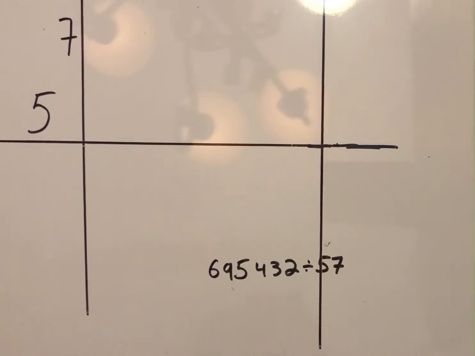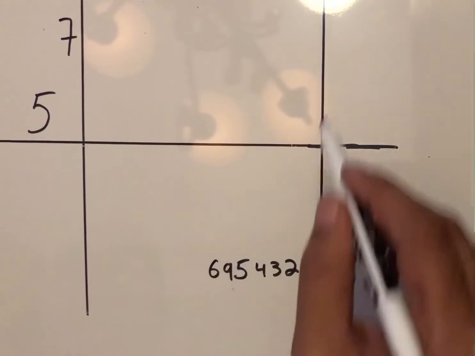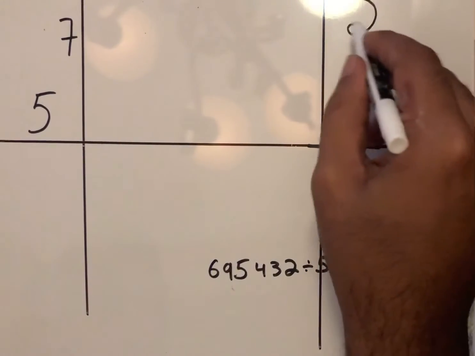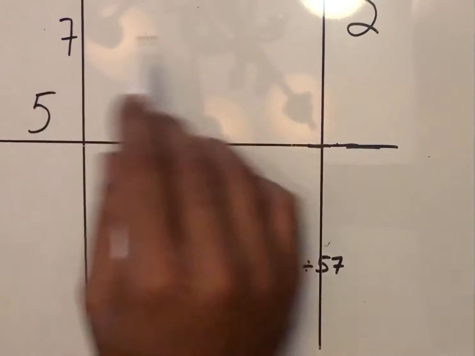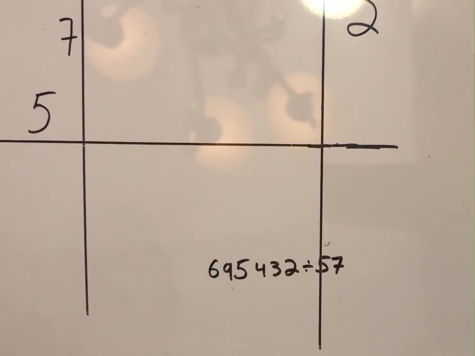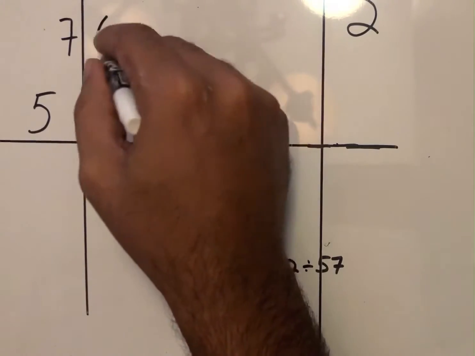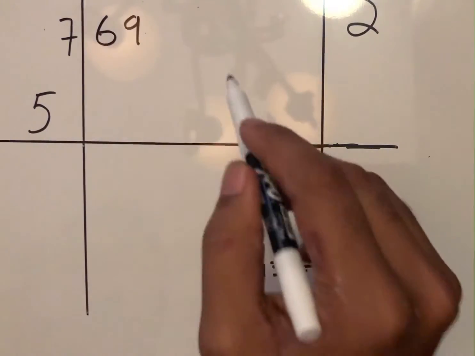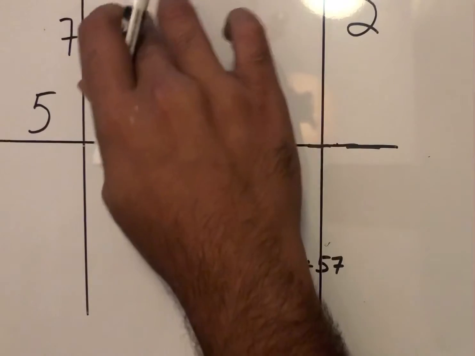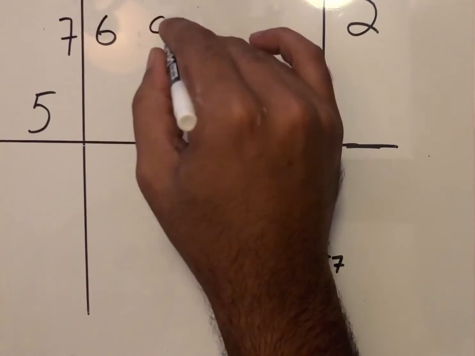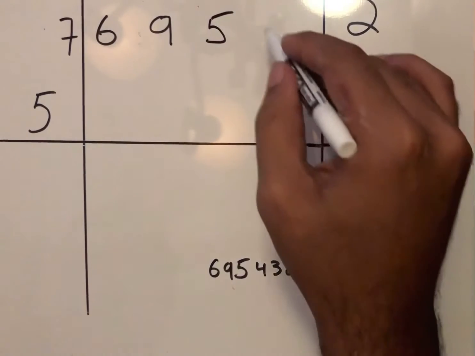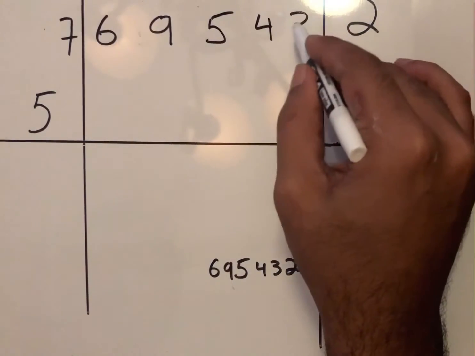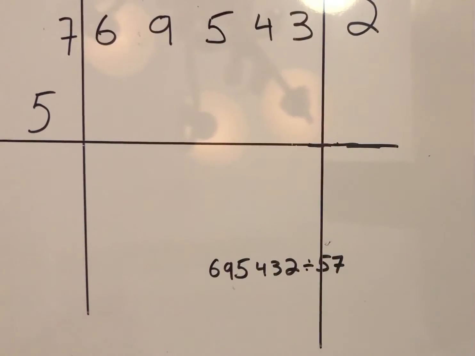Okay, great. So I have a 5 over there and a 7 over there, and I'm going to put my 2 over here because this is my remainder step. So if I have one flag digit, I have one digit over there in my dividend. So I put the rest of the digits here, 6, 9, 5. I can put more space, 6, 9, 5. 4, 3. Okay? Great.